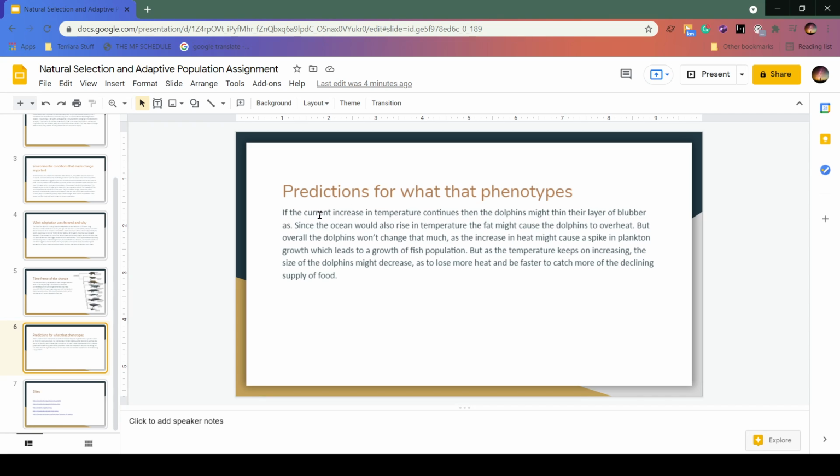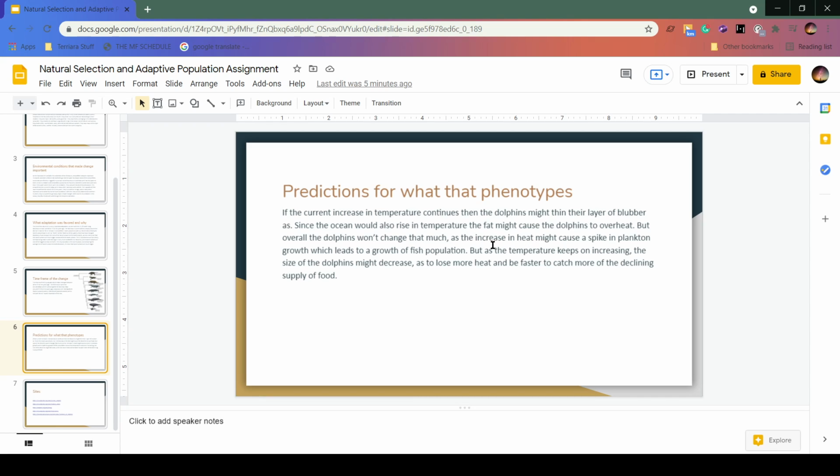Prediction of the phenotypes. If the current increase in temperature continues, then the dolphins might have a thinner layer of blubber. As the temperature increases, the excess fat can trap heat, as it works as an insulator, and cause the dolphins to overheat. But overall, the dolphins won't change that much, since most toothed whales or dolphins live in tropical areas where the temperature is pretty high.